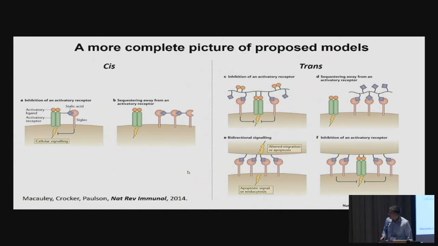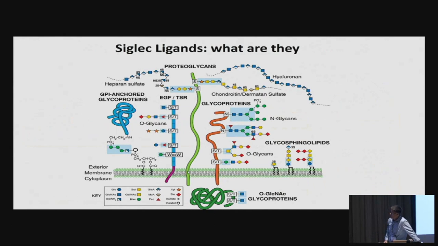Okay, I think I'm going to go through this kind of fast. There's lots of different models of how this could be playing out, but I can direct you to this review. I'd rather skip forward so we don't run out of time here. Okay, so Siglec ligands, digging and drilling in deeper into what they are, not just sialic acid. Yes, they're all sialic acid containing glycoproteins or glycolipids, but exactly what are they?